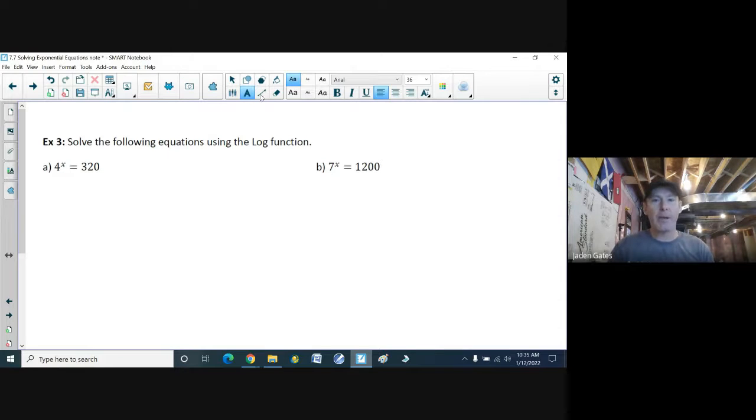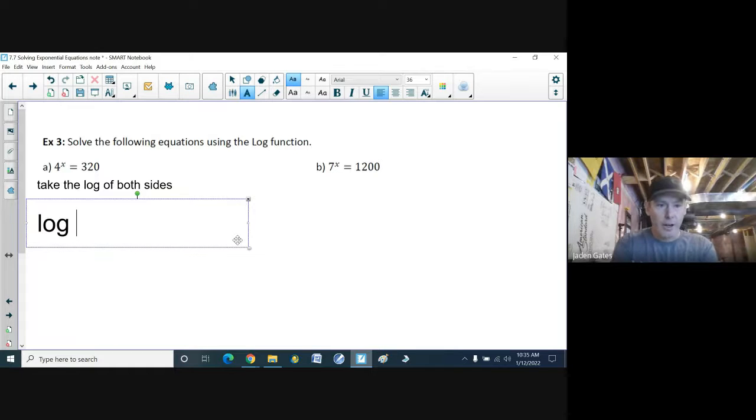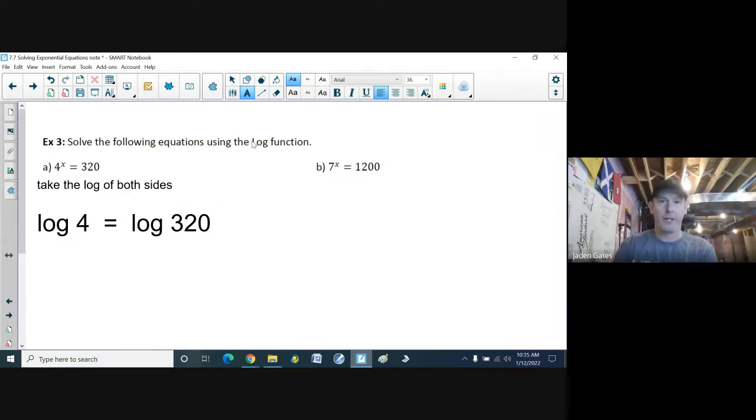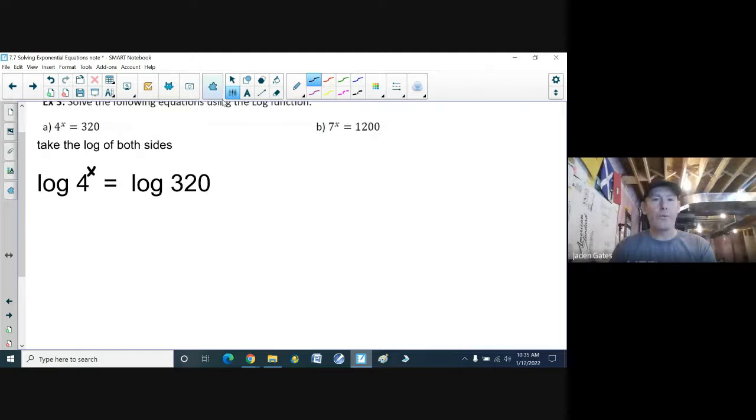We're going to make that happen again, because here's what's going to happen. The first step here is take the log of both sides. So what that means is I'm going to take the log of 4 to the power of x, and I'm going to take the log of 320. Let me put that little x in there so I don't forget. There we go.